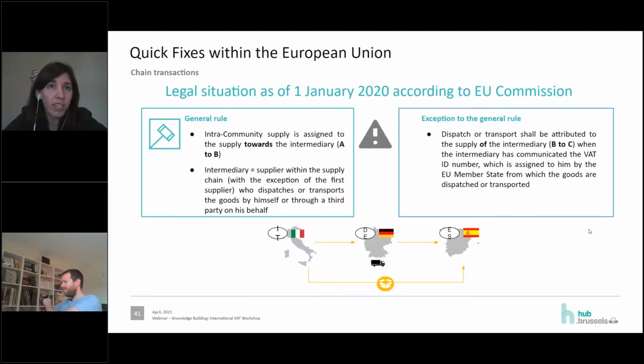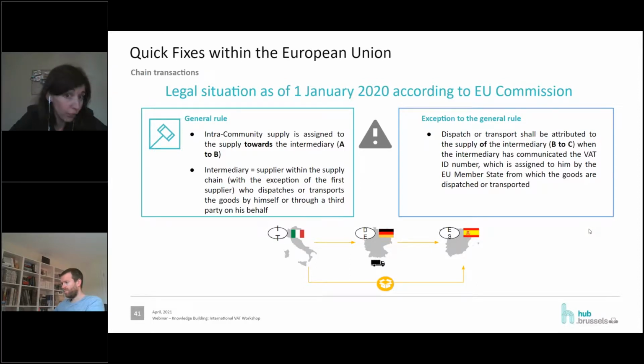Again, the quick fixes at EU level applicable as from the 1st of January 2020 have harmonized the rules at EU level a little bit, on how to treat chain transactions and the importance of the concept of intermediary. And it will facilitate, of course, the transaction. So provided that all the conditions have been met in terms of chain transaction, the general rule is that the intracommunity supply is assigned to the supply towards the intermediary. So A to B, the Italian one to the German one.